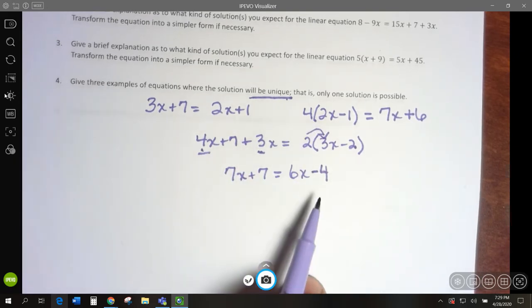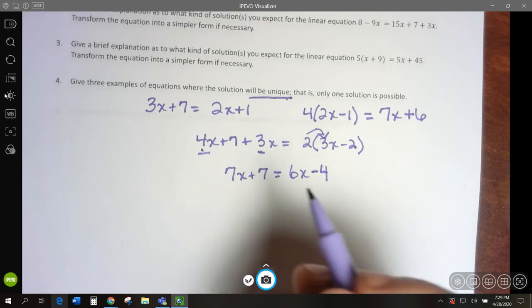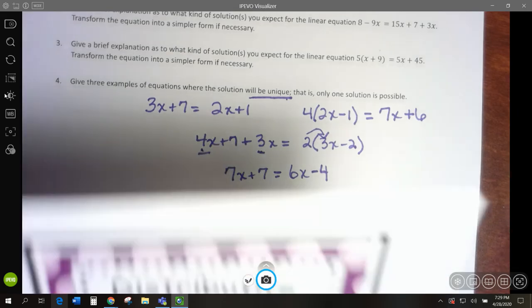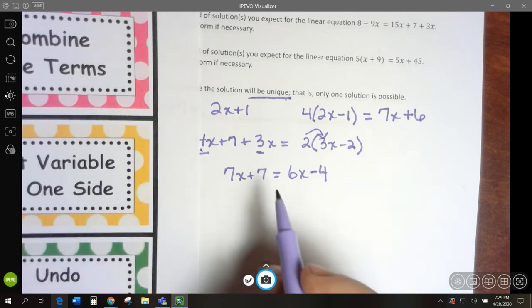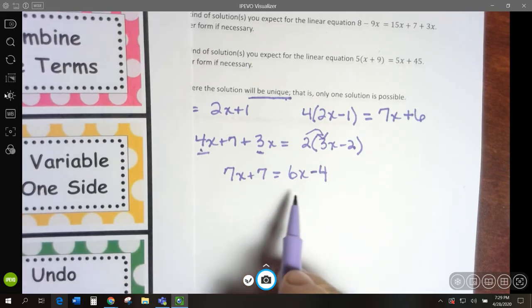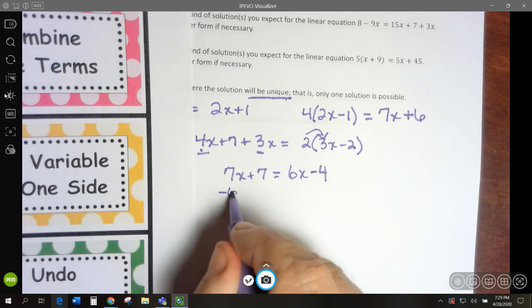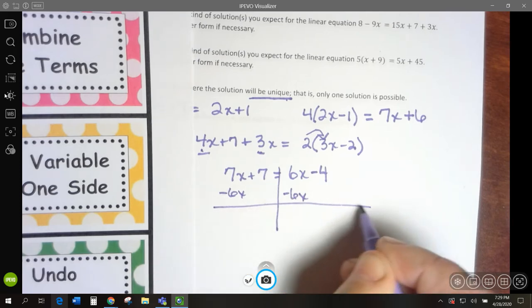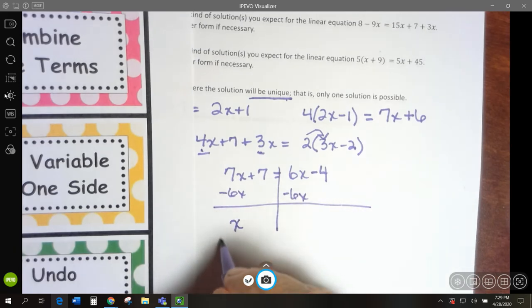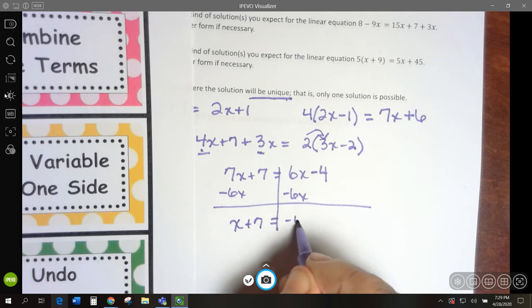Problem number 5 says to solve one of these that we did. So let's solve this one just to prove that it's unique. First thing we need to do now is to get our variables on one side. We get rid of the one with the smallest coefficient, which would be the 6x. So we're going to minus 6x on both sides. We're going to end up with 1x, but we're going to have that 1 be invisible, plus 7 equals negative 4.